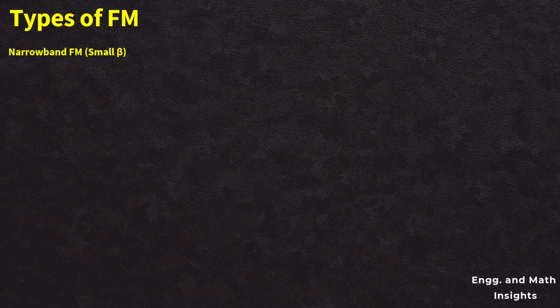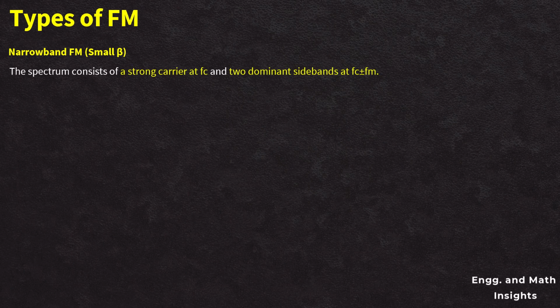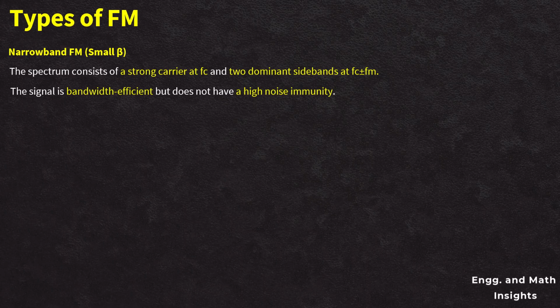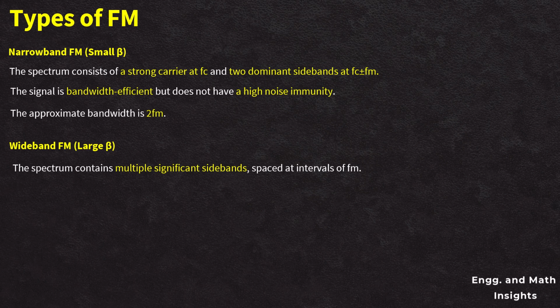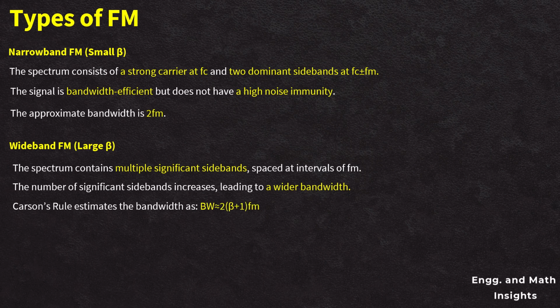In narrowband frequency modulation, the spectrum contains a strong carrier component at fc along with the two dominant sidebands at fc ± fm. This form of frequency modulation is bandwidth efficient but offers limited noise immunity, with an approximate bandwidth of 2fm. The wideband spectrum consists of significant sidebands spaced at intervals of fm. As the value of β increases, the number of these sidebands grows, leading to a much wider bandwidth. The bandwidth is estimated using Carson's rule: bandwidth equals 2(β + 1)fm.